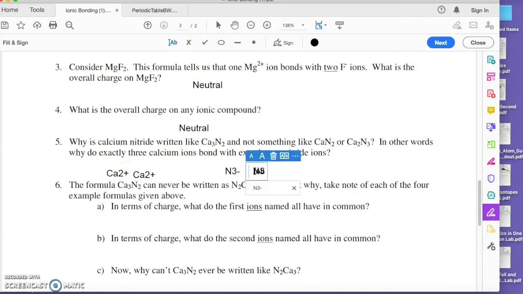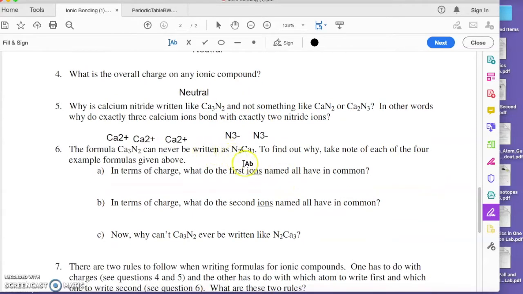So I add another N3-. Now I have -6 and +4, and I add another positive to try to balance it out. In the end, I have +2, +2, +2, which is +6, and -3, -3, which is -6. Now it's neutral. I used 3 Cas and 2 Ns, and that's where the formula comes from. So we can never write it as N2Ca3.